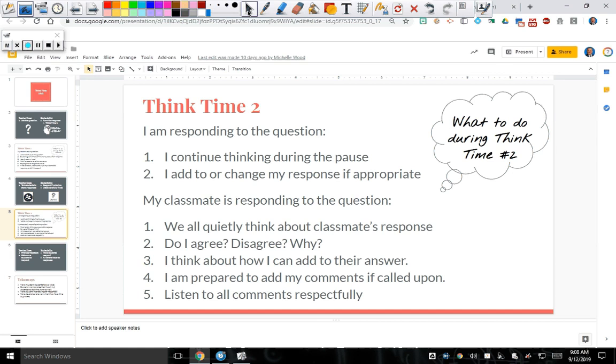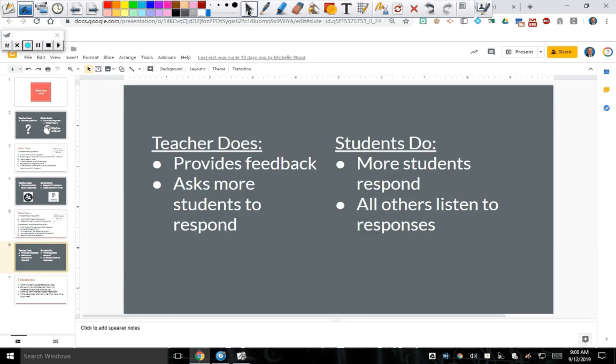So my classmate is responding to the question. We all quietly think about the classmate's response. Do you agree? Do you disagree? And why? Think about how you can add to their answer and be prepared to add your comments if you're called upon. Listen to all comments respectfully, okay? And carefully, of course. Provide feedback, ask more students to respond is what I'll do. More students respond and allow others to listen to the responses.